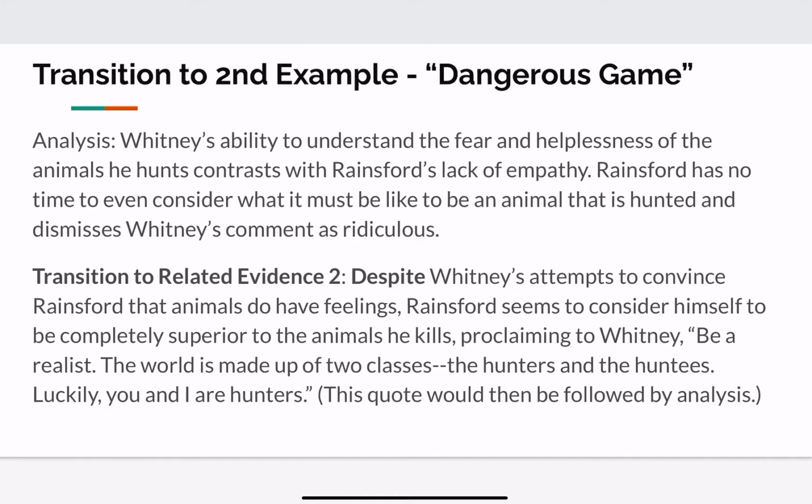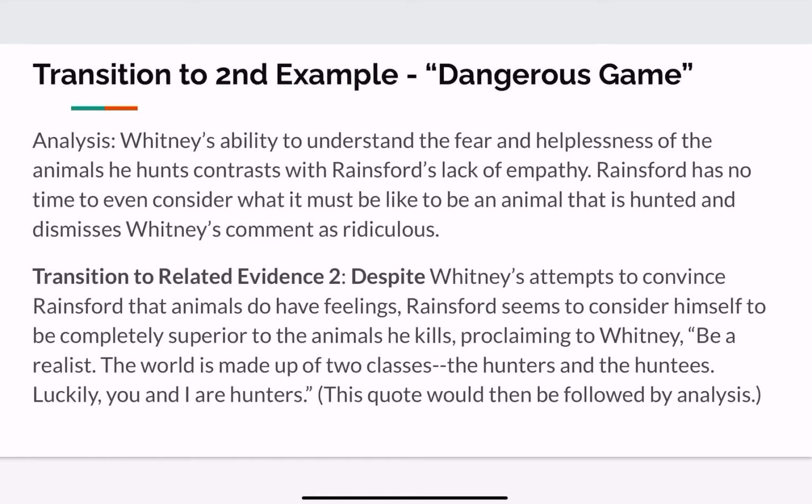So here's an example of the analysis we had of Whitney before in contrast to Rainsford. If we wanted to add another piece of related evidence, we could use the word despite. Despite Whitney's attempts to convince Rainsford that animals do have feelings, Rainsford seems to consider himself to be completely superior to the animals he kills, proclaiming to Whitney, "Be a realist. The world's made up of two classes, the hunters and the huntees. Luckily, you and I are hunters."